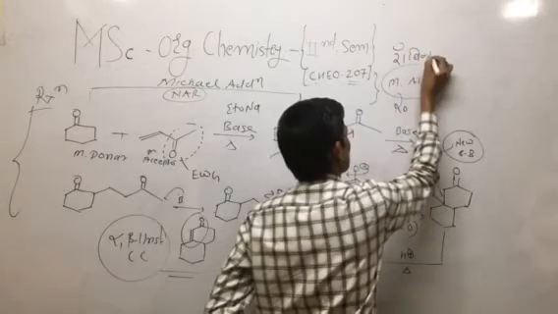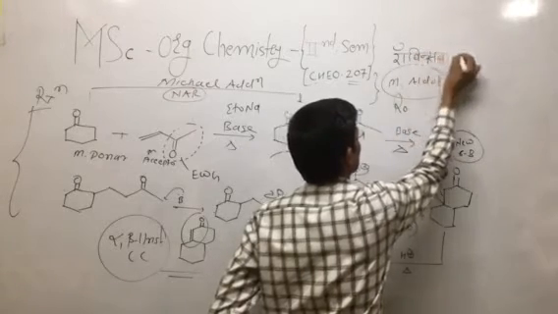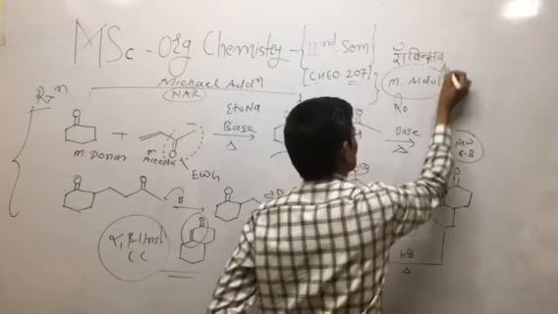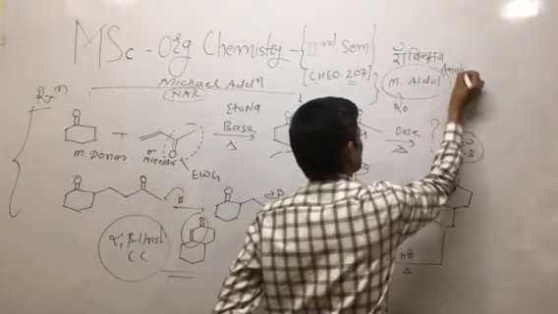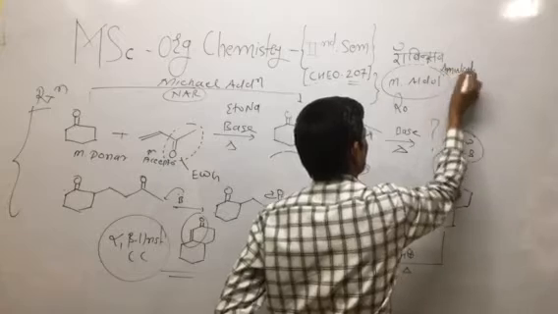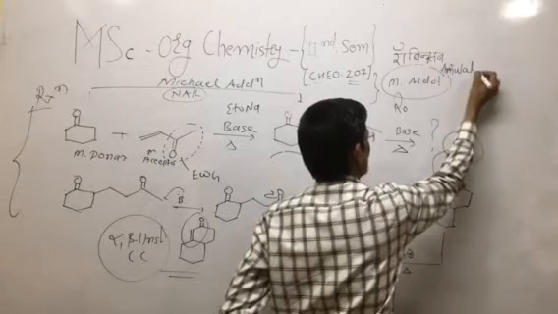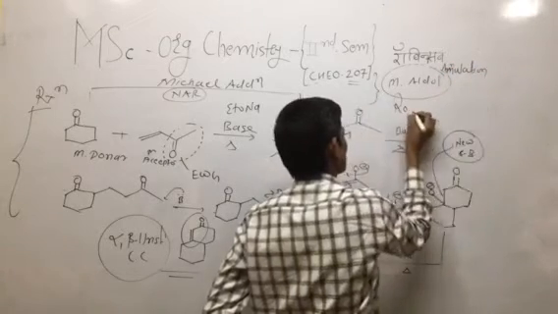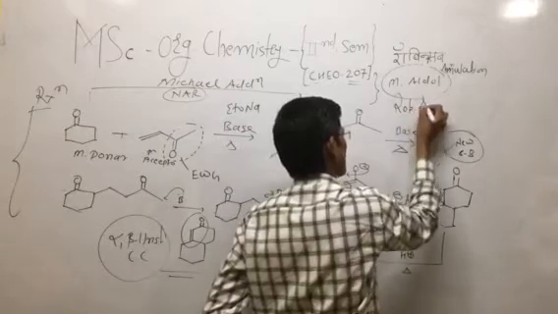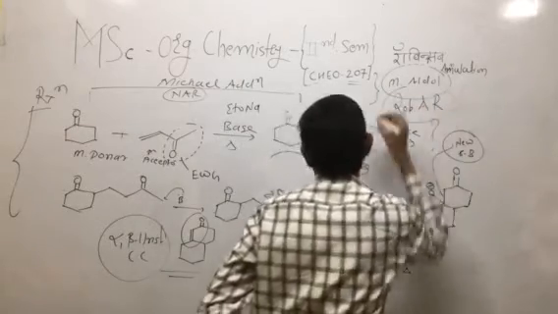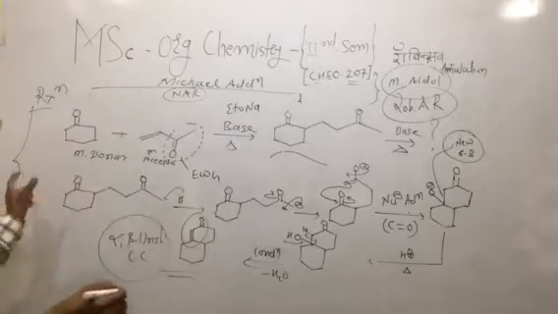Robinson's annulation. So it is called Robinson's annulation reaction. It is known as Robinson's annulation reaction. So this type of product is obtained.